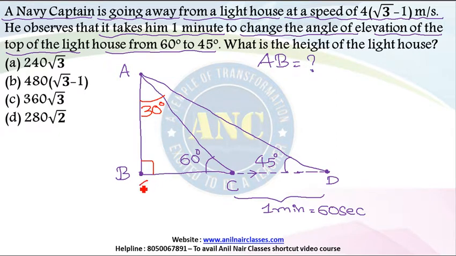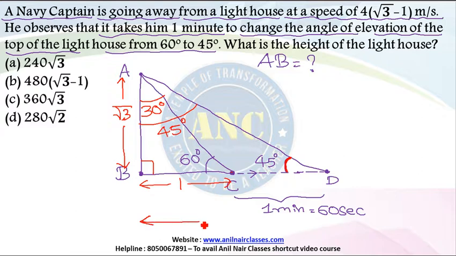Opposite to 30, if I assume it as 1 unit, opposite to 60 this entire value will become root 3 units. Similarly, this is 45 degrees. Opposite to 45, if this is root 3 units, this entire angle A is also 45. This opposite to 45 will also be root 3 units. That means the entire is root 3. From B to C is 1. From C to D is root 3 minus 1.